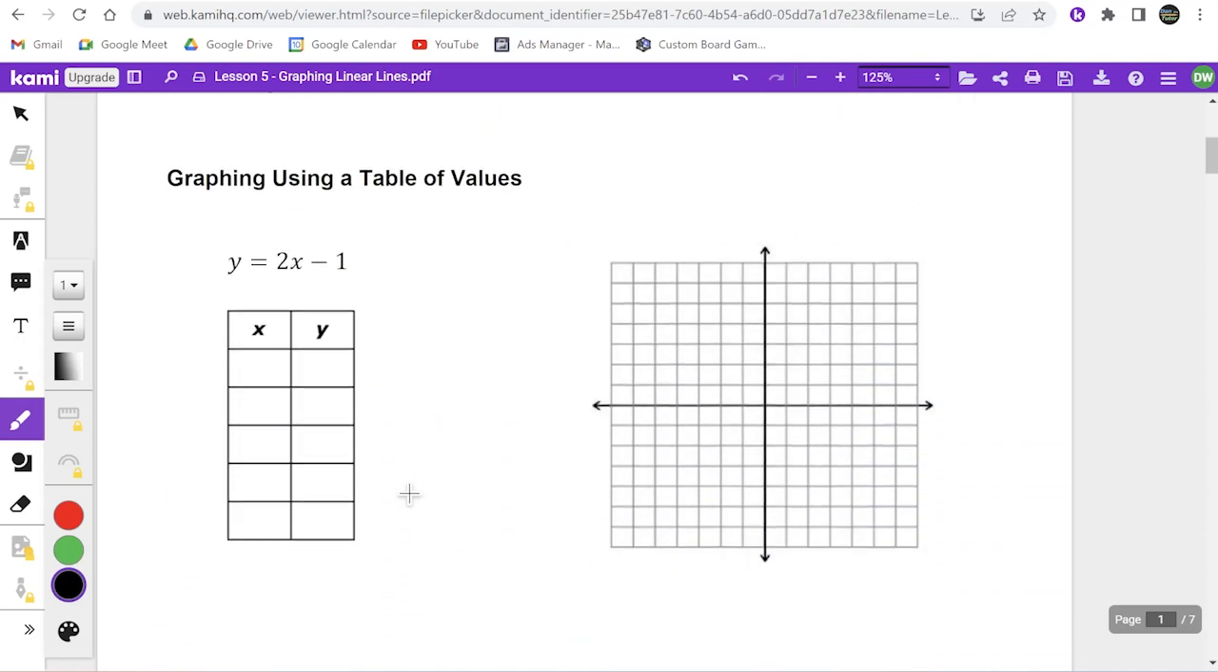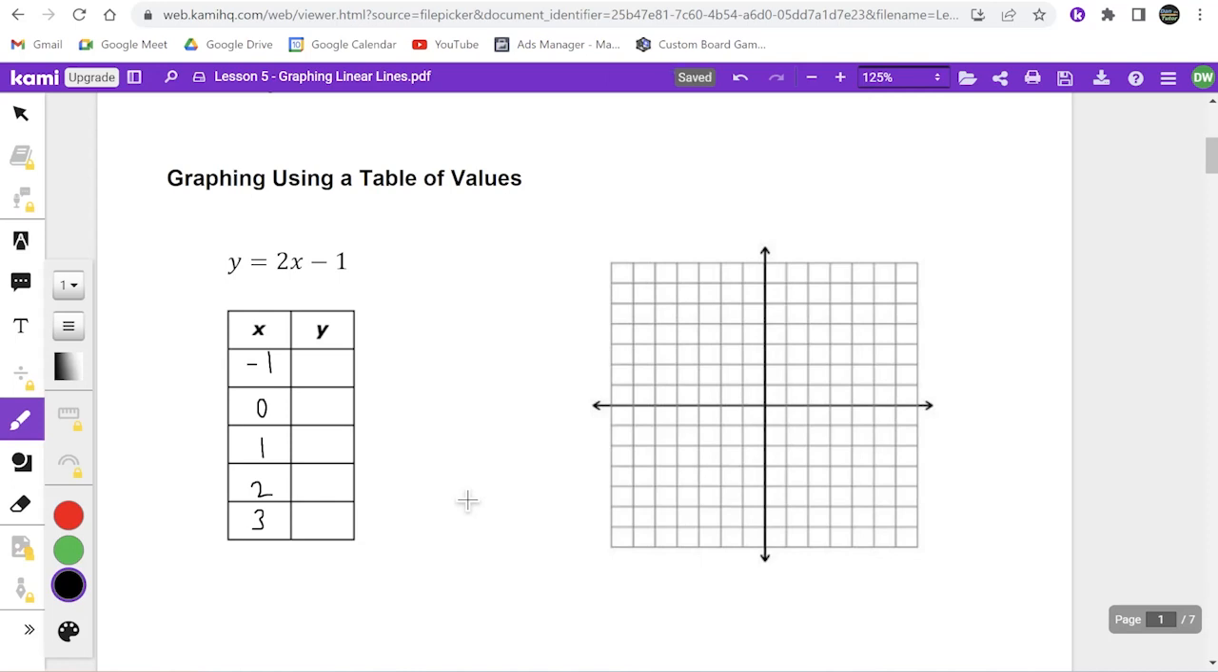So first, let's talk about graphing these functions using a table of values. In other words, this is the function y equals 2x minus 1. This is a linear line, but you don't really know that yet. So let's just make a table of values and plug in some points. For the x values, you can choose any x values you want. How about I choose -1, 0, 1, 2, and 3. It doesn't matter which ones I choose, I'll choose those.